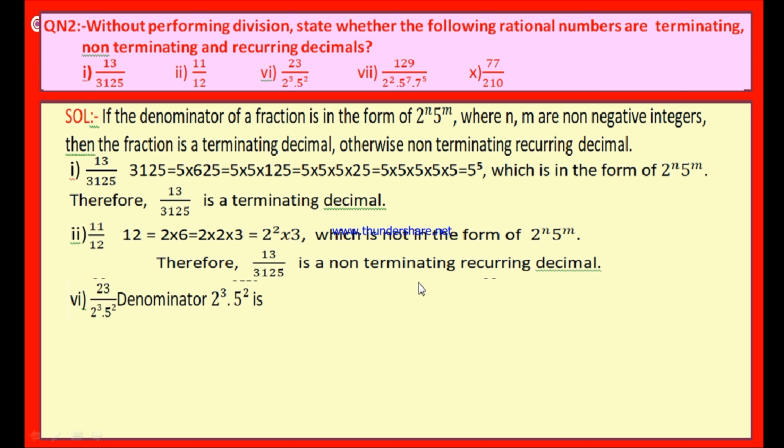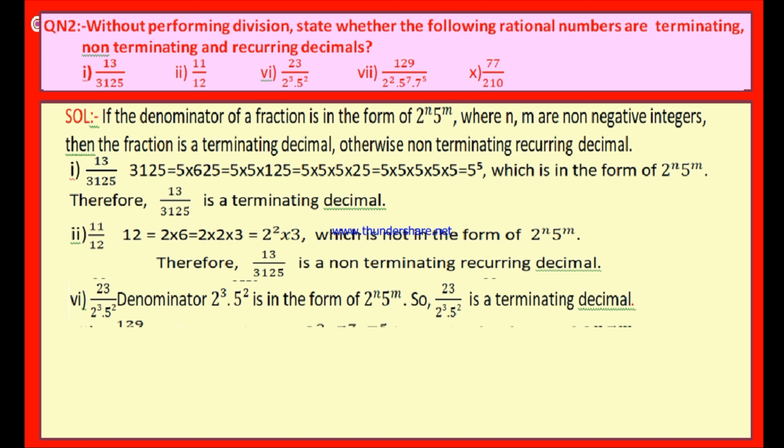And the fourth bit now. 23 by 2 cube into 5 square. Look at the denominator. 2 cube into 5 square, which is in the form of 2 power n into 5 power m. So the given fraction is a terminating decimal.